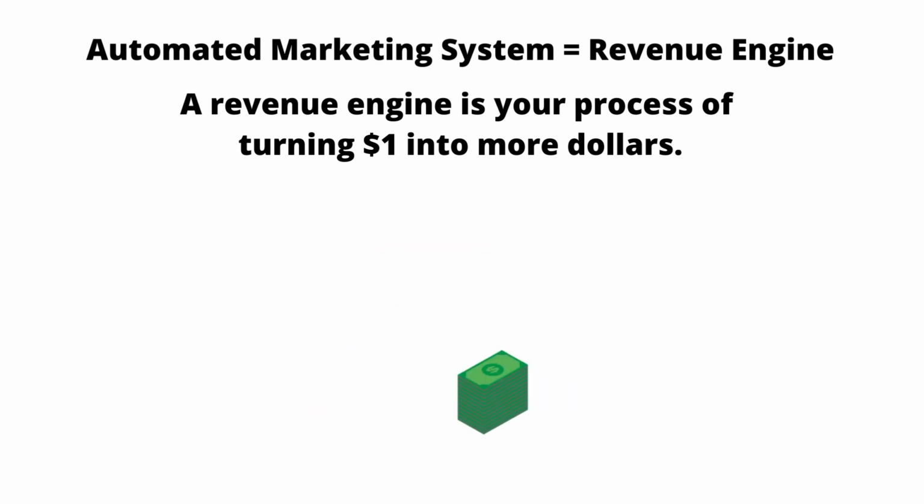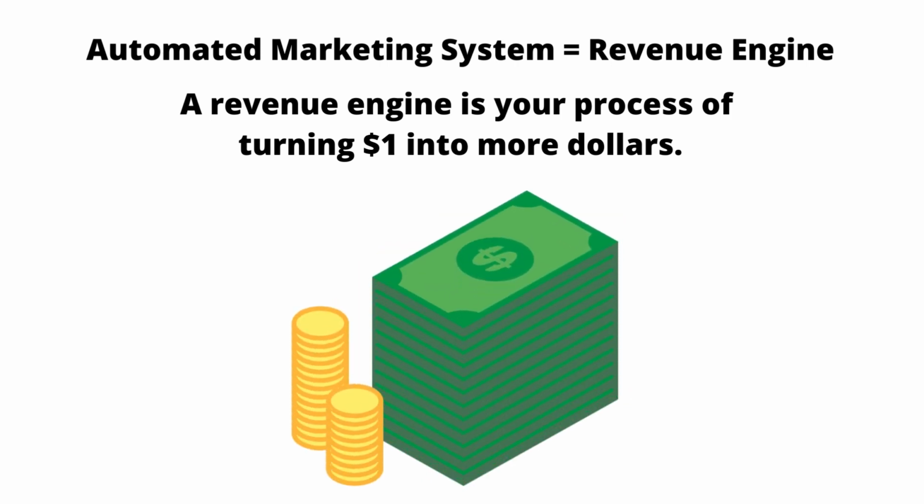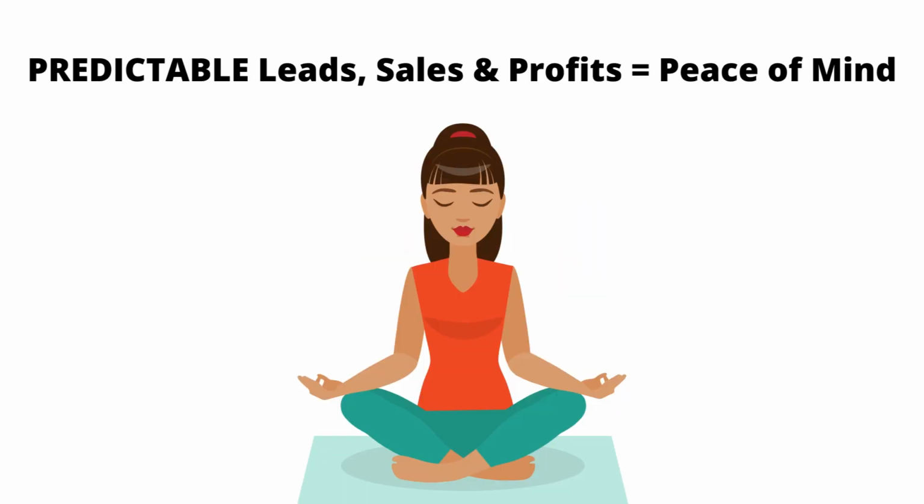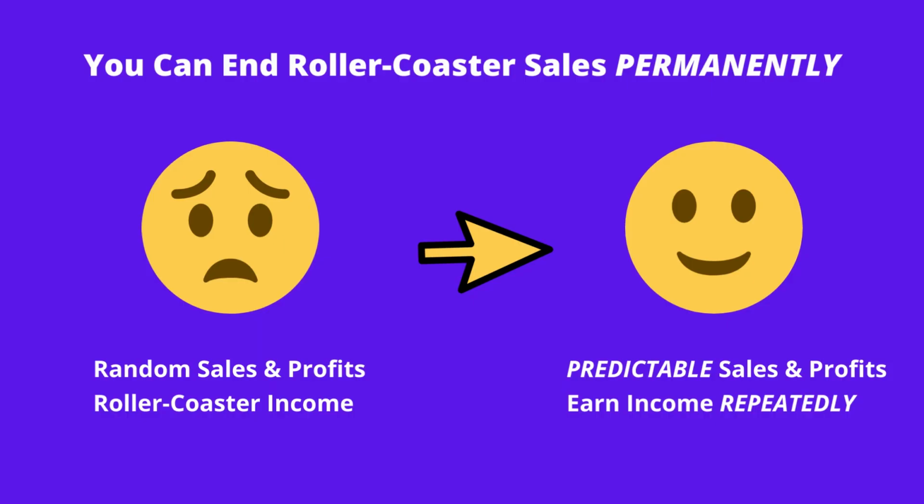As I mentioned in the past in my other videos, a revenue engine is your process of turning your $1 into more dollars. And when you can do that, when you can get predictable lead sales and profits, you have peace of mind. Okay, so do this for yourself, do this for your business. Creating an effective marketing system or an automated marketing system is the best way for you to end roller coaster sales permanently, so that you can stop getting random sales and profits. You can stop getting roller coaster or unpredictable income. Instead, you can start enjoying predictable sales and profits, and you can earn income repeatedly.